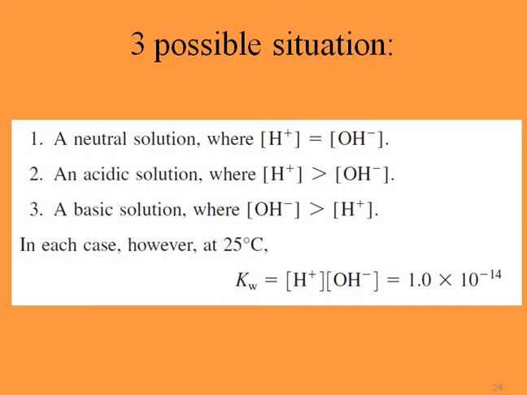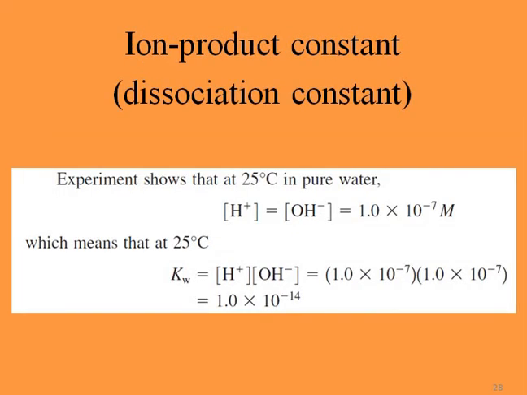Last video I talked about autoionization of water, and in this video I will talk more about concentration of proton and concentration of hydroxide ion and their relationship. So if I go back a little bit, we had autoionization of water, and I said in pure water, concentration of proton and concentration of hydroxide ion are the same, and it's equal to 10 to the power of negative 7 at 25 degrees Celsius.